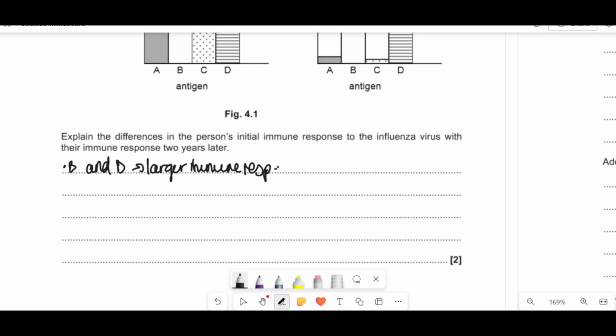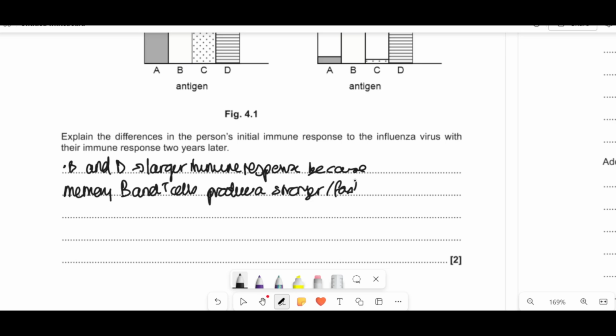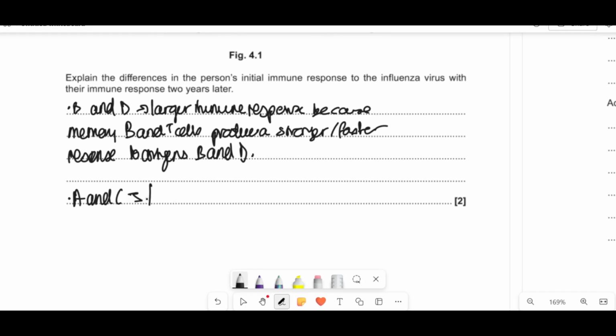And that's just the observation. We need to say why. Because memory B and T cells produce a stronger, faster, or larger response to antigens B and D. Right? But that doesn't explain A and C. So for A and C, what's happened is that we have a smaller response.